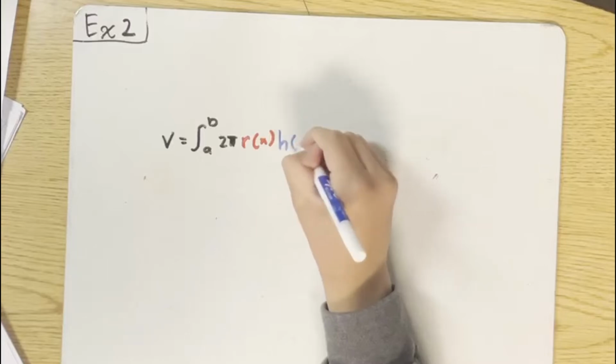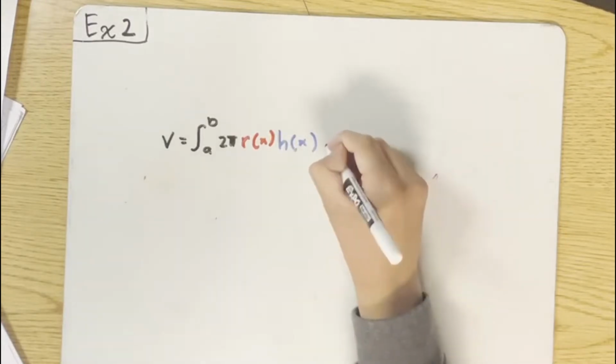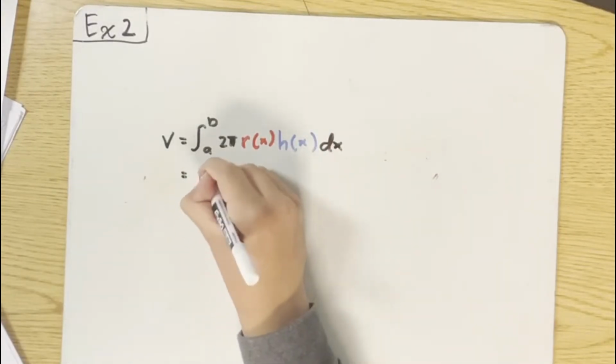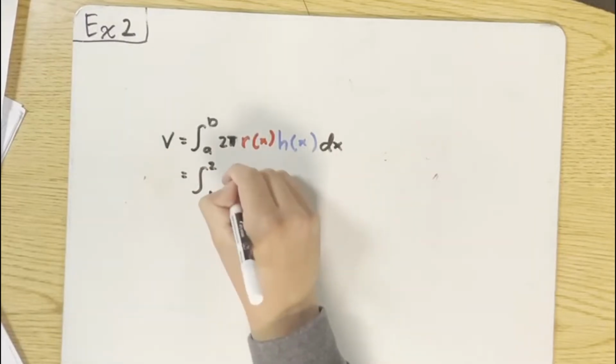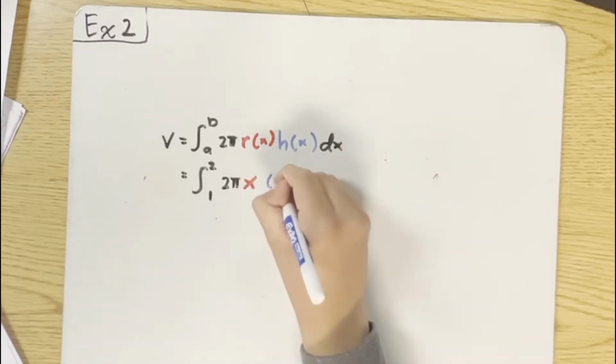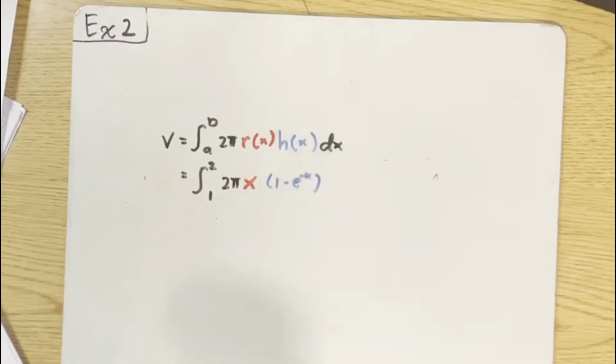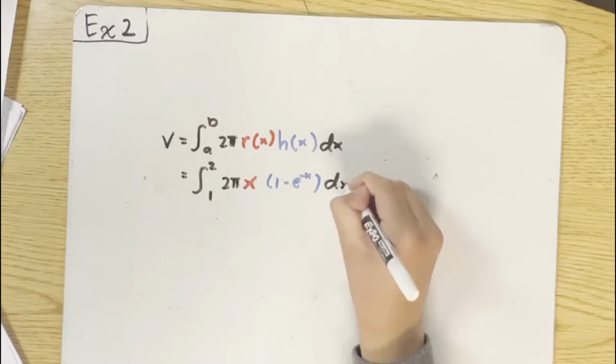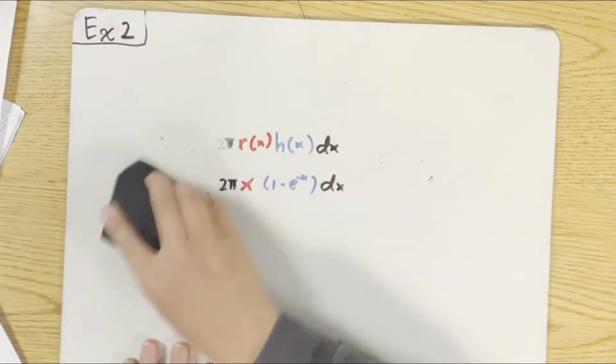Since the region is bounded by the functions x equals 1 and x equals 2, the upper bound is 2 while the lower bound is 1. Since y equals 1 is higher than y equals e to the power of negative x on this interval, the height function is 1 minus e to the power of negative x. The radius function here is simply x.